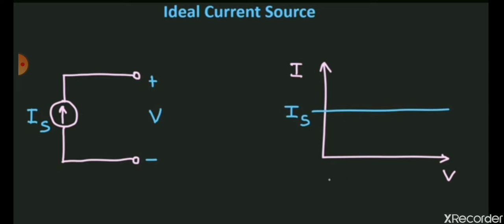In ideal current source, the value of current always remains constant with respect to terminal voltage. So we are seeing the graph of current versus voltage. This current always remains constant with respect to load voltage, or I can say that this value of load current is equal to supply current. And also ideal current source has no internal resistance, or we can say that it has infinite ohmic internal resistance.